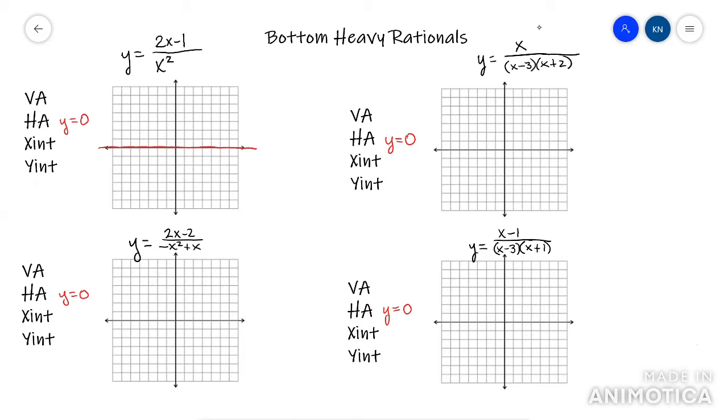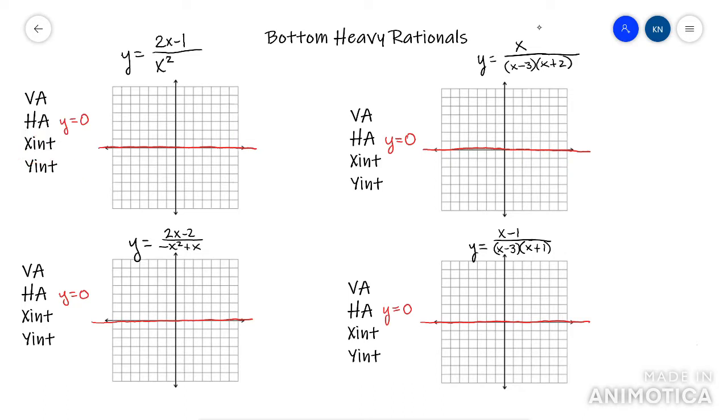That wasn't very good. Let me try again. Okay. Now, I'm just going to focus on one at a time because now it's a little bit different. There's almost like a checklist that you need to look for. You need to be looking for vertical asymptotes, x-intercepts, and y-intercepts. Let's start with vertical asymptotes.